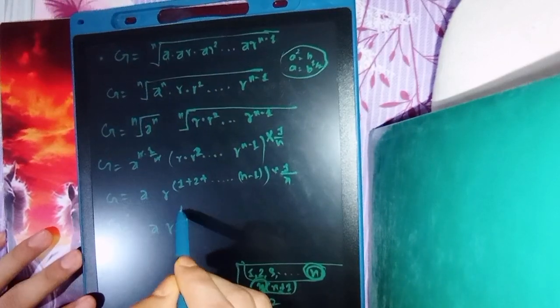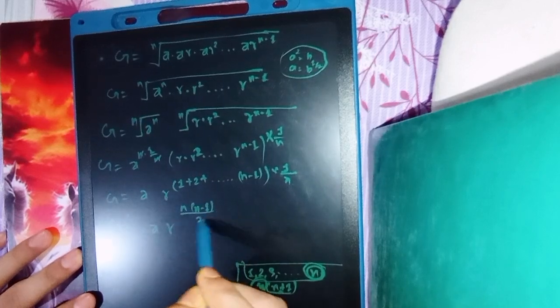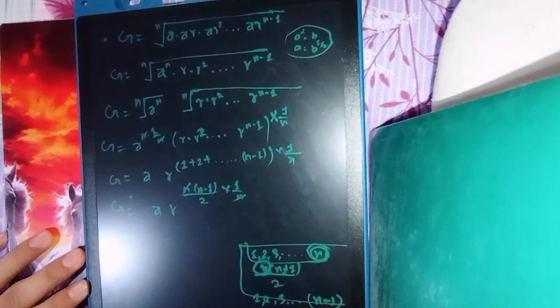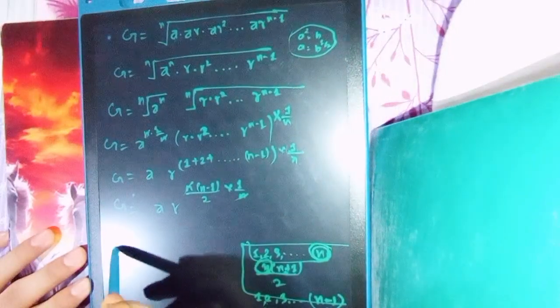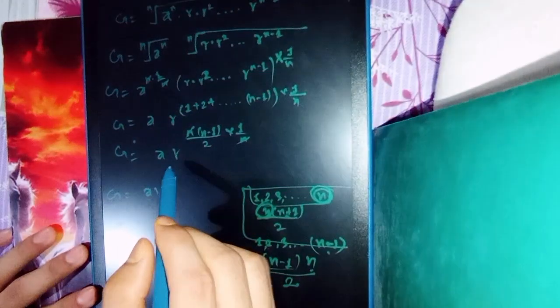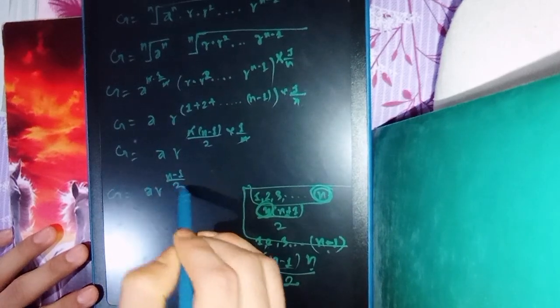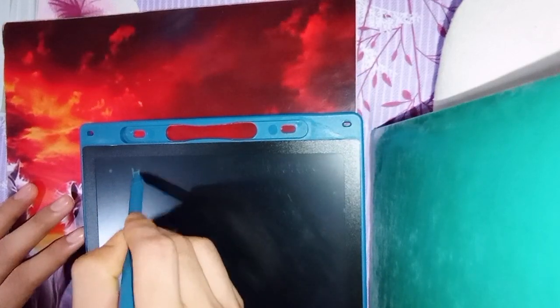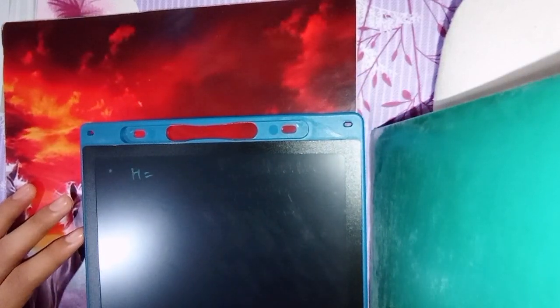So I write here directly n into n minus 1 by 2 into 1 by n as it is. So the n got cancelled, and g is equal to a r power n minus 1 by 2. Okay, we got the geometric mean. I hope you are writing along with this so that you are understanding it well enough.